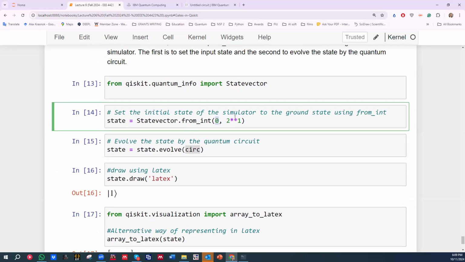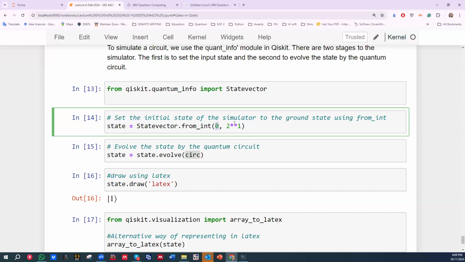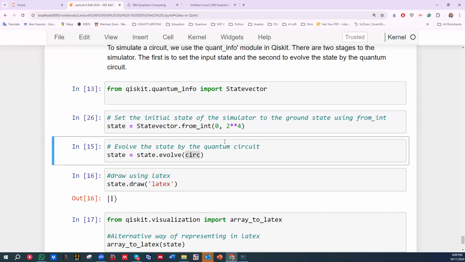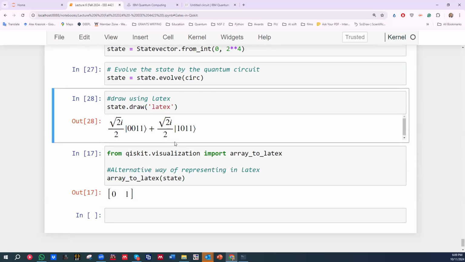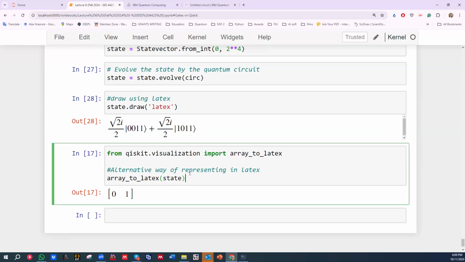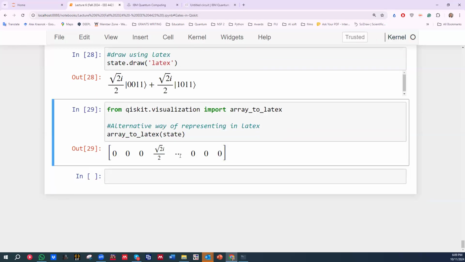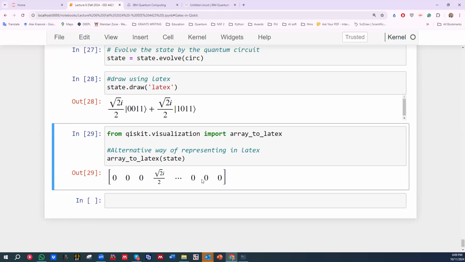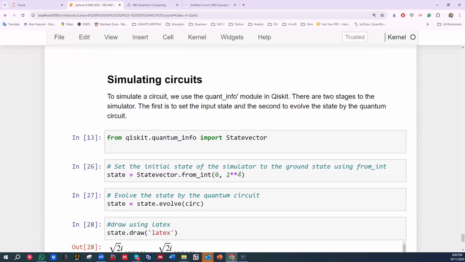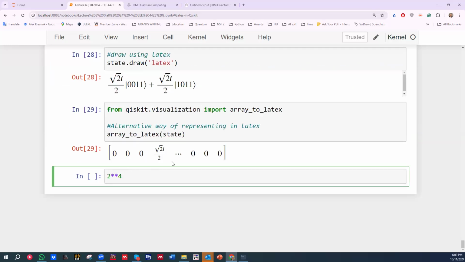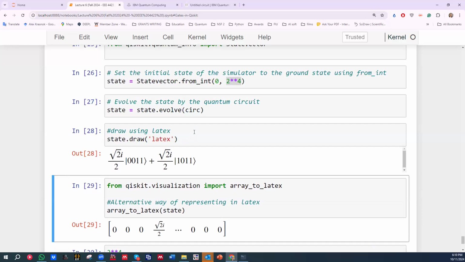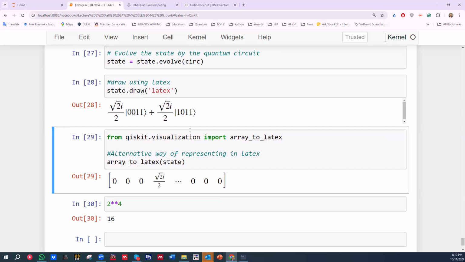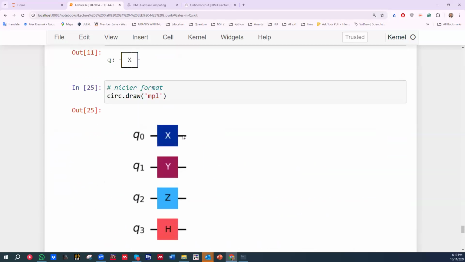All right, so again, now we start from state 0, meaning that all the qubits are initially in the state 0. And then, how many qubits we have? 4, right? So it's 2 to the power of 4. This is the initial state. And then we simulate the state and return the result. So this is the result of the simulation. It is the superposition of two elements, but in the matrix form, it is something like this. So it's a vector with 2 to the power of 4 elements, which is 16. So it's a vector with 16 elements.